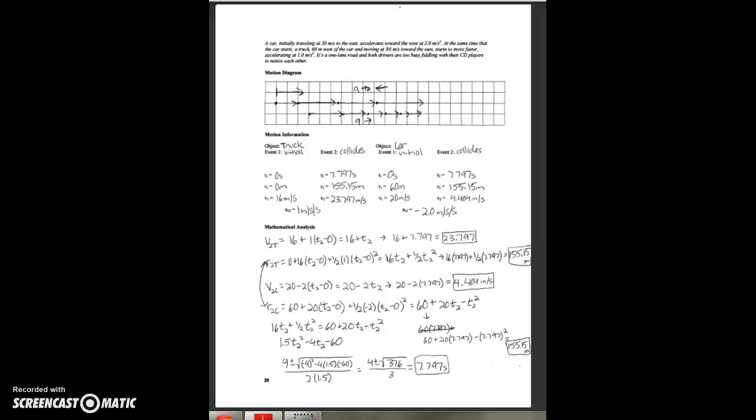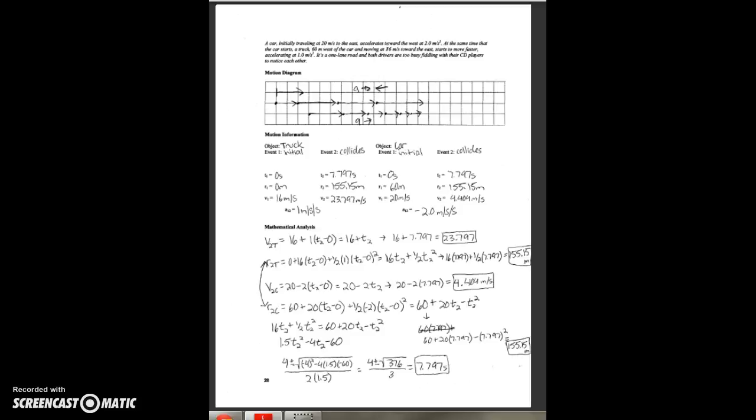Alrighty, so for our spiral kinematics activity 28, the car initially traveling at 20 meters per second to the east accelerates toward the west at 2 meters per second squared. At the same time that the car starts, a truck 60 meters west of the car and moving at 16 meters per second towards the east starts to move faster, accelerating at 1 meter per second per second. It's a one-lane road and both drivers are too busy fiddling with their CD players to notice each other.